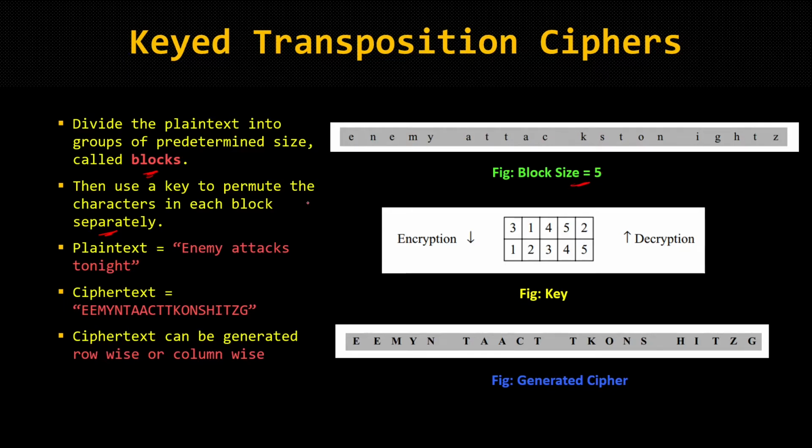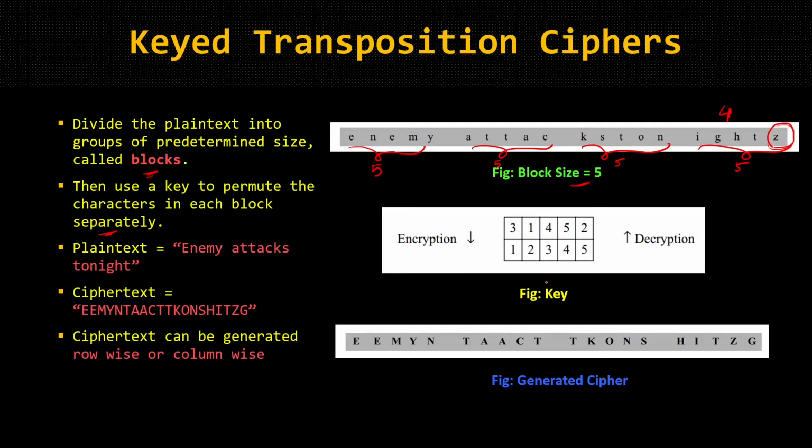We will separate the entire plain text into blocks of size 5. You see this is 5: 1, 2, 3, 4, 5. Again, the size of this block is 5, and the size of this block is 5. So, "enemy attacks tonight". In the end, if there are characters which are fewer than the predetermined block size, then we introduce a bogus character, which is Z here. Since it would have been only 4 characters, we introduced a bogus character.